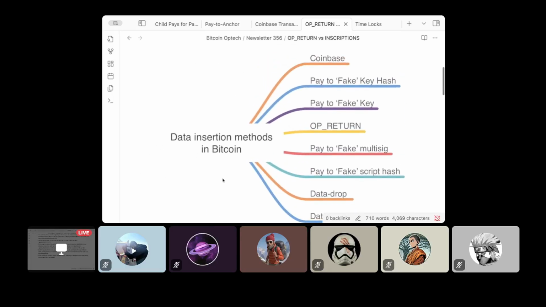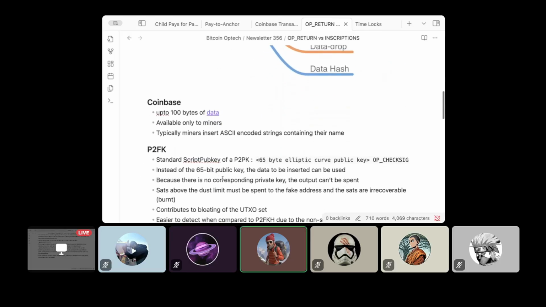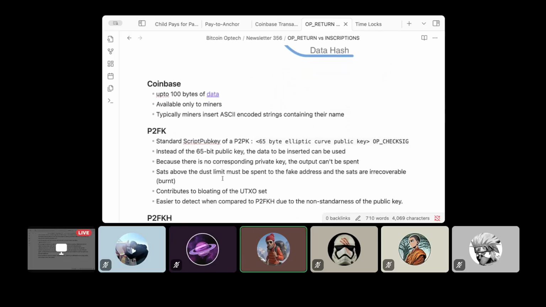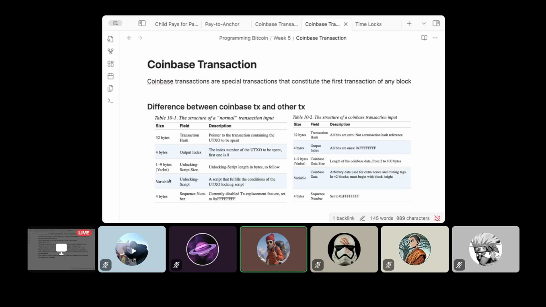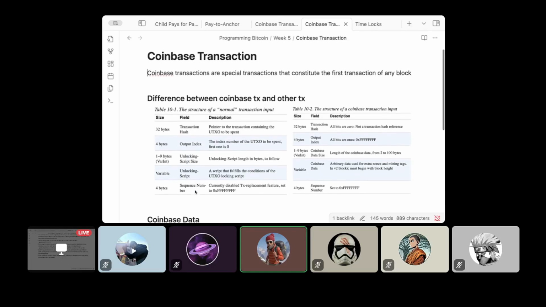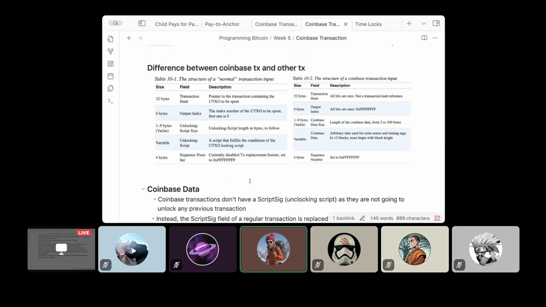First one is Coinbase. Everyone knows that a Coinbase transaction has a data field inside it, and you can use it to store arbitrary data. Here is a normal transaction, and this is a Coinbase transaction. Inside a Coinbase transaction, there is a data field where you can store arbitrary data, up to 100 bytes.